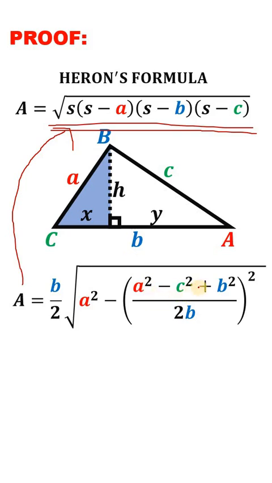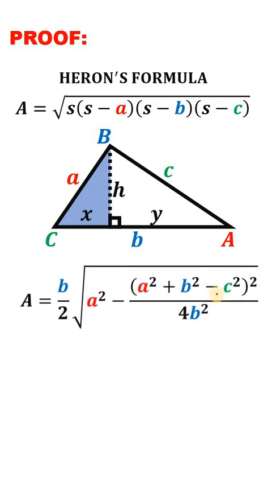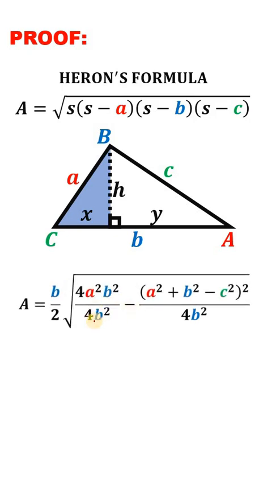Alright. So first, what we're going to do is to rearrange some terms a little bit to make this look nice. And then we can simplify this expression as follows. We have a squared plus b squared minus c squared raised to the power of 2 over 4b squared. Now, let's combine these two terms. So, let's rewrite a squared as 4a squared b squared over 4b squared to have the same denominator. So, we can combine them.